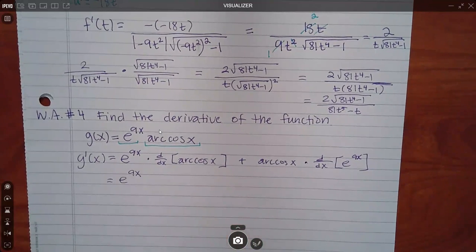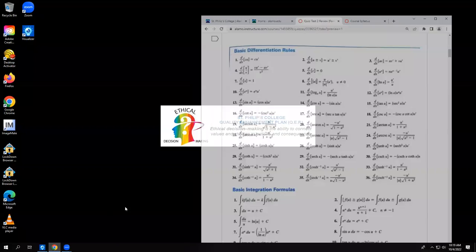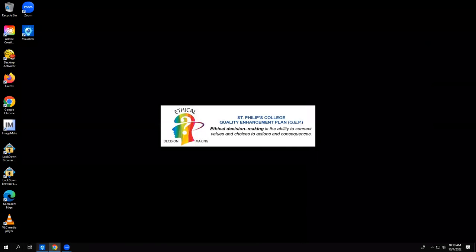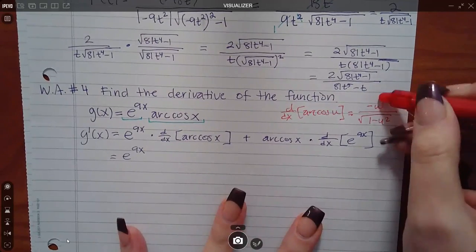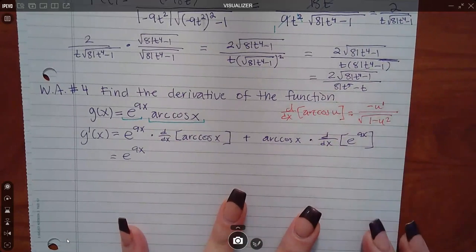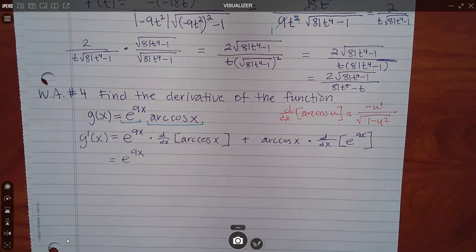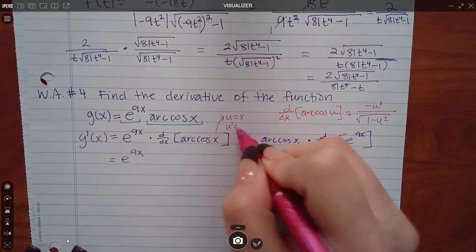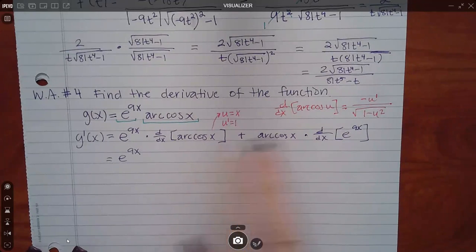Now here though, if I look for the rule for arc cosine, so bear with me, these are not one of the ones that I remember. The derivative of arc cosine of u is going to be negative u prime over the square root of 1 minus u squared. So I just wrote the problem here. In this case, what is u? It's x. And then what is u prime? Just 1.